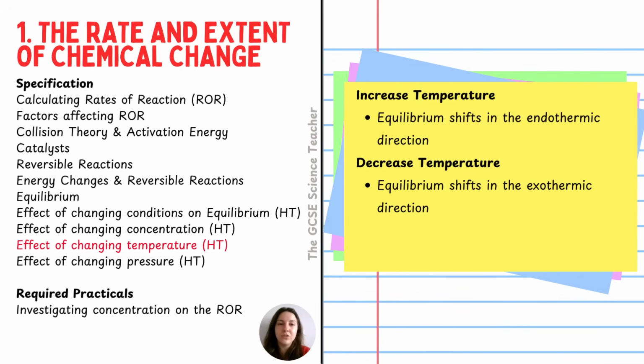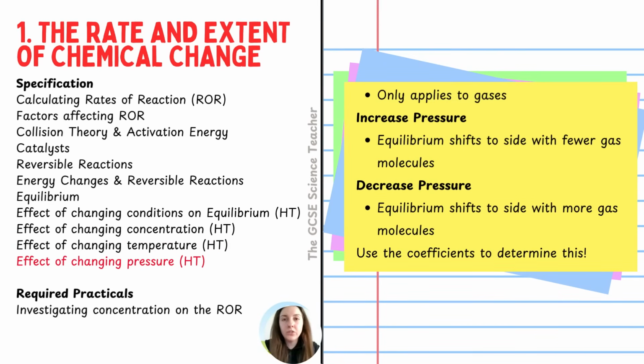If you increase the temperature, a similar thing happens. The equilibrium shifts to the endothermic side, and this is to counteract the change of increasing the temperature. If you decrease the temperature, the equilibrium shifts in the exothermic direction. You can think of it as if you increase the temperature, you want to almost cool the reaction down. That's a way to remember it.